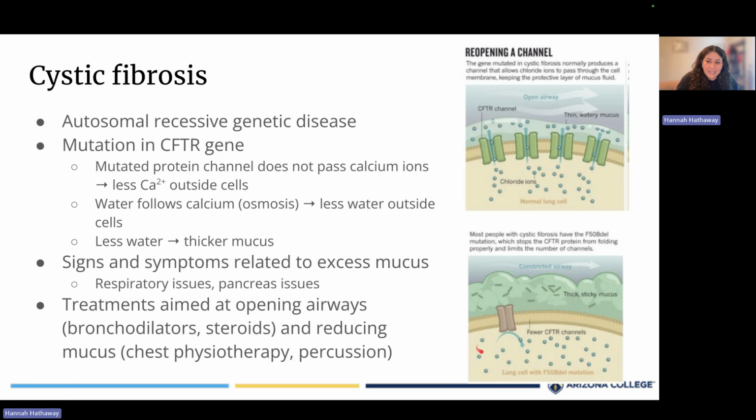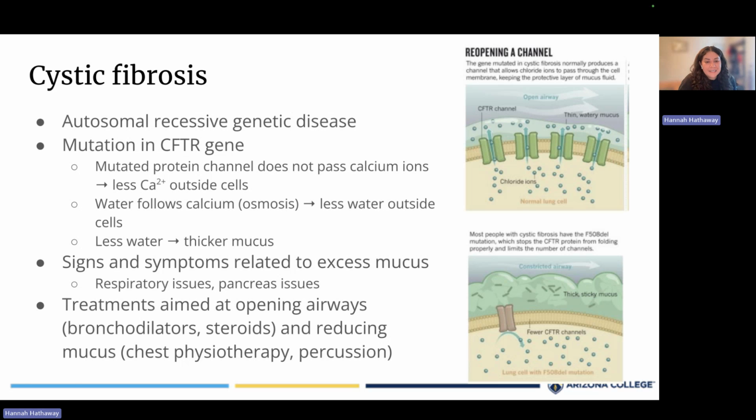So when that happens, instead of these chloride ions being able to leave, they all get stuck inside the cell. Well, if those chloride ions are stuck in the cell, that means water is going to stay inside of the cell too. So you're not going to have water outside the cell. And the consequence of that is if there's mucus outside of that cell, that mucus is going to be way thicker than it normally is because it's going to have less water in it. So essentially what happens in cystic fibrosis is you have this buildup of thick, sticky mucus. So any organ that has a mucus lining is prone to being affected by cystic fibrosis.